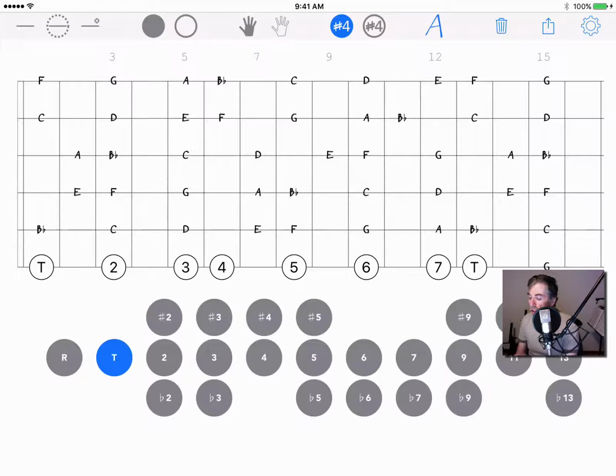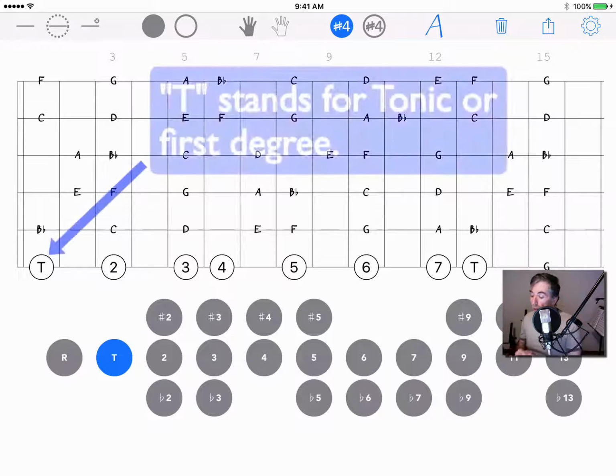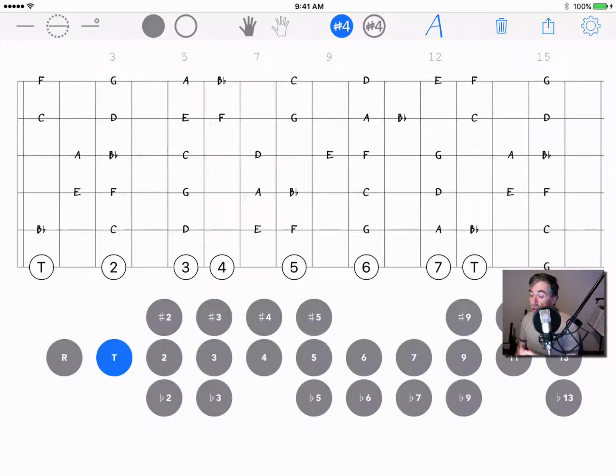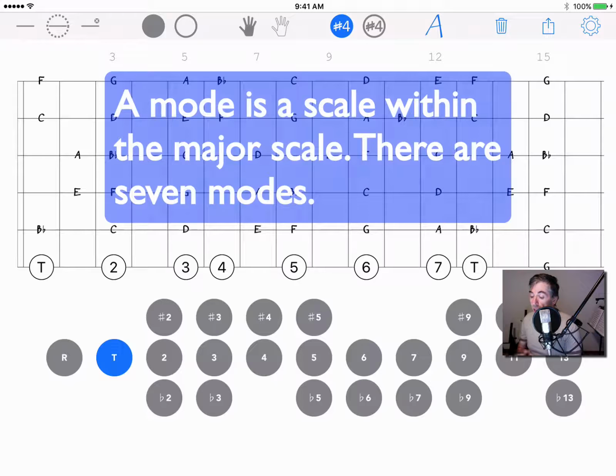Now, each one of these degrees, like tonic, can also be referred to as the 1st degree, but each one of these degrees actually has an associated what we call mode with it. And a mode is just a different scale that's contained within the major scale that when you play, let's say, the 2nd degree here, that 2nd degree all the way up to the 2nd degree, that's going to be called a certain mode. In this case, it's going to be called Dorian.